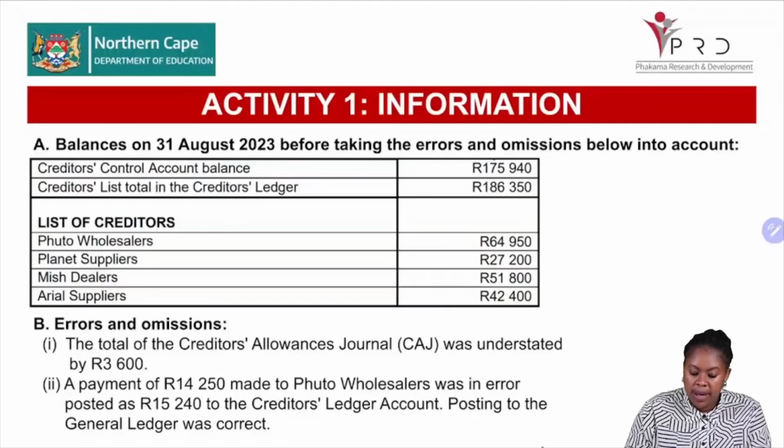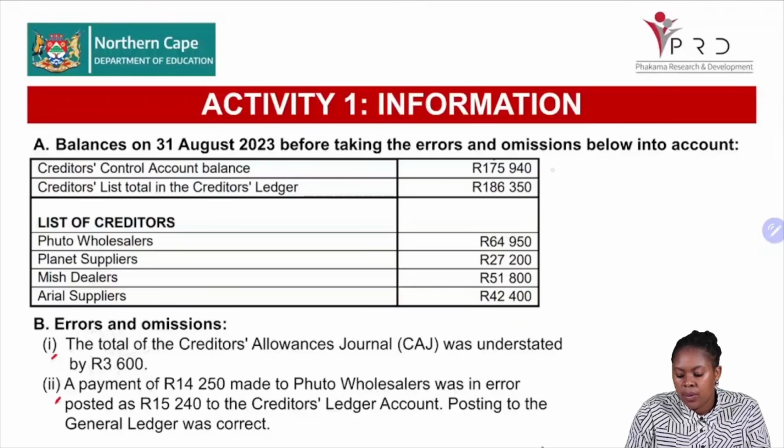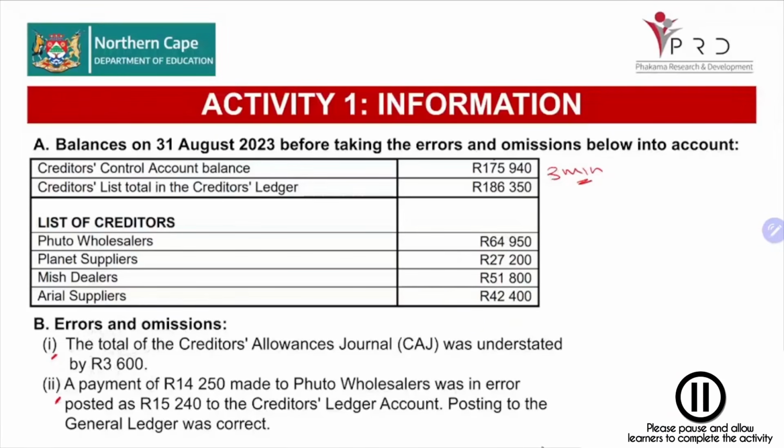We've got a table provided for us, and then you have to complete the errors and omissions, number 1 and number 2. I will give you 3 minutes to quickly complete this question. See you in 3 minutes.